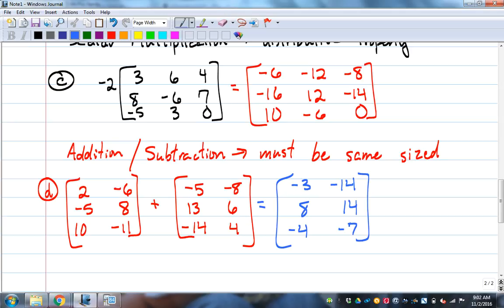They might say 2 times this matrix plus that matrix, so you just do your scalar multiplication first. Order of operations is still the same with matrices as it is with regular numbers. Multiplication comes before addition and subtraction, that sort of thing. The only thing is we don't have division with matrices. That doesn't exist. Okay. All right, so there's addition and subtraction.